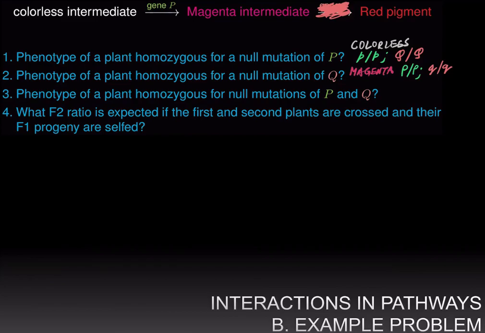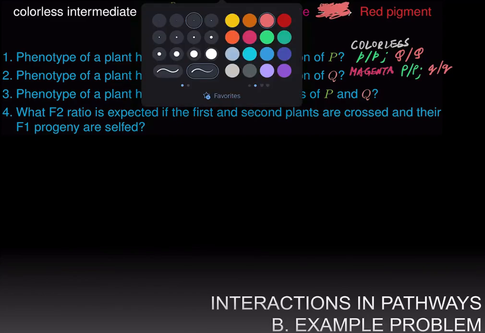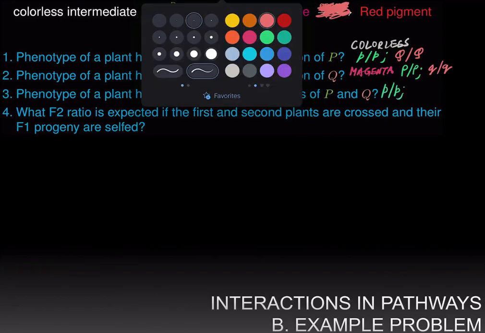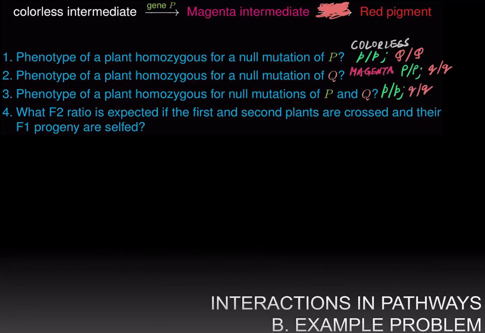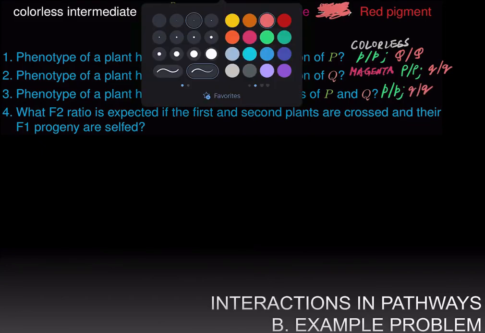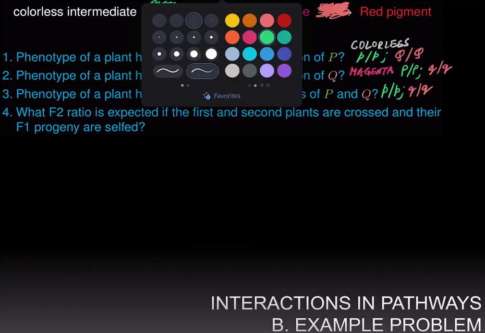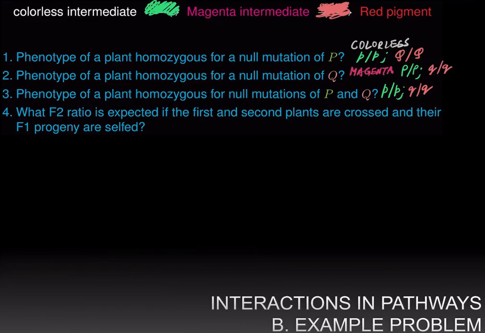Third, we are asked what is the phenotype of an individual who is homozygous for null mutations of both P and Q. So their genotype is little p over little p and little q over little q. And evidently, both the steps in the pathway are blocked, and therefore the individual is going to be stuck with the colorless intermediate, and their phenotype is going to be colorless.